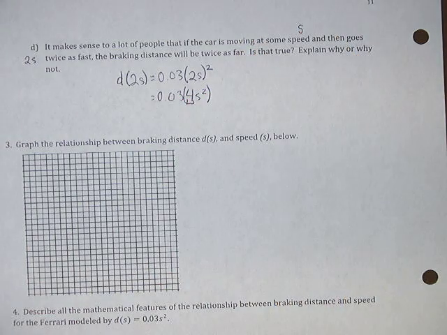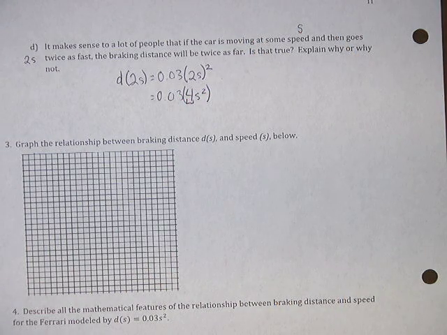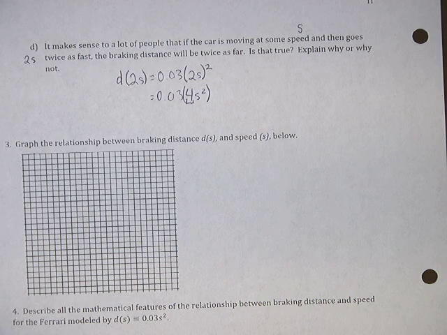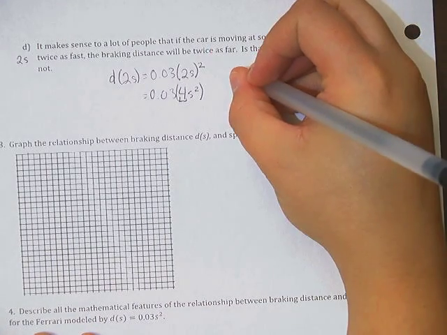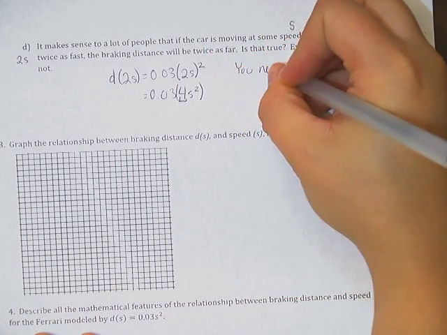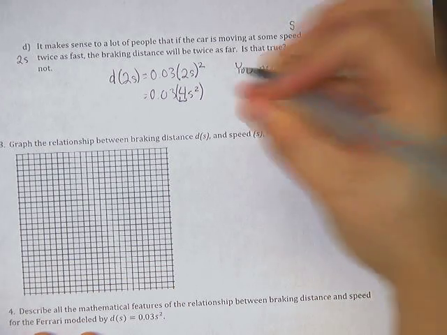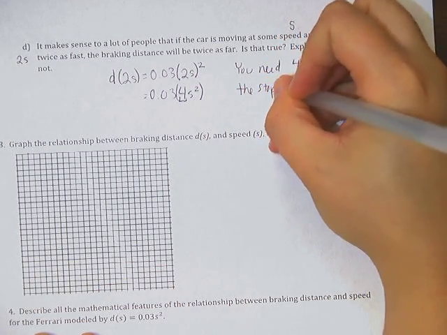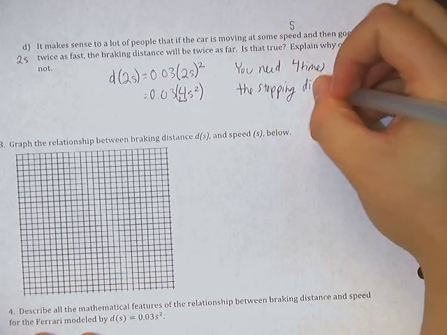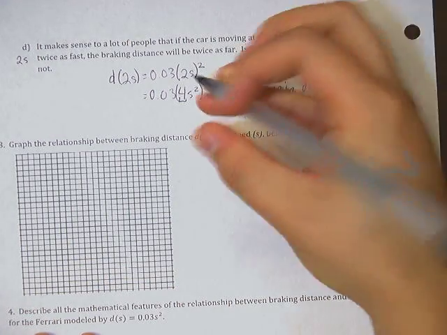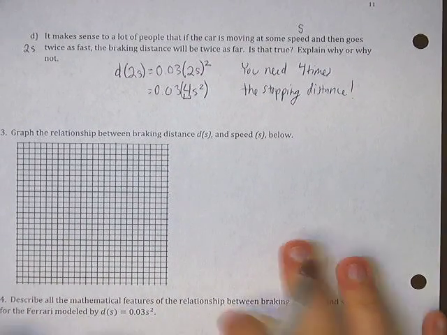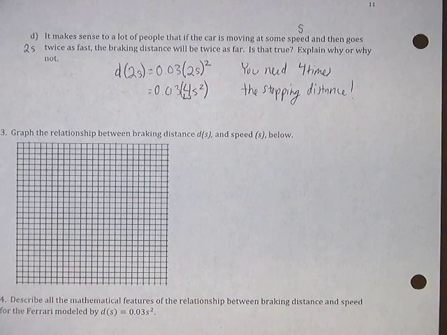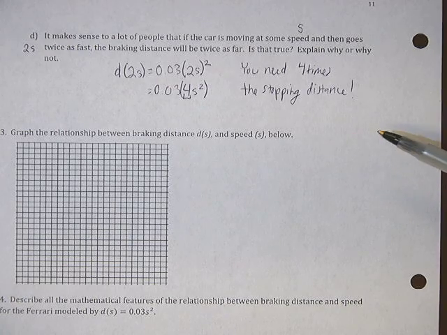Now, normally, when we do this, we end up with just 0.03s squared. But now we have this extra little multiplier here. We have 4. That tells us that we're not going twice the distance. We're going to be going 4 times the distance. So you need 4 times the stopping distance. That's pretty insane. That you need 4 times the stopping distance when you go twice as fast.